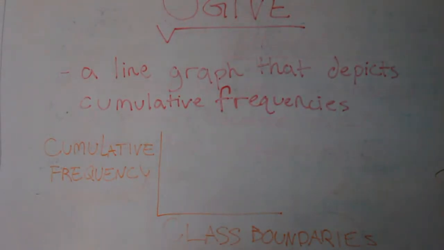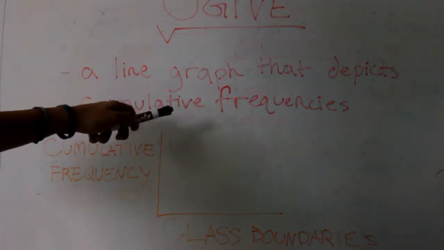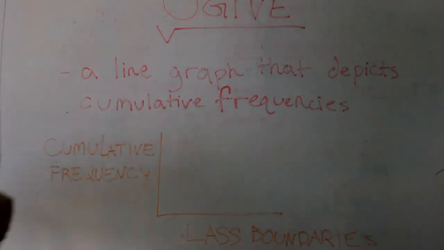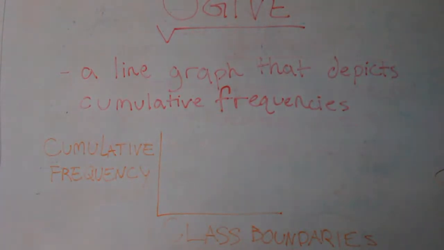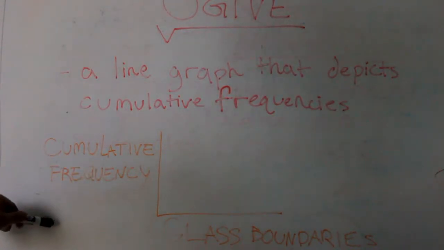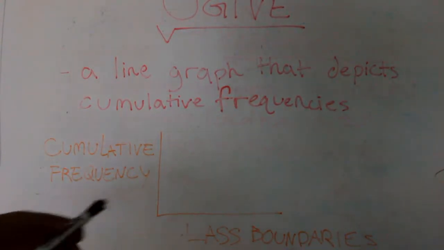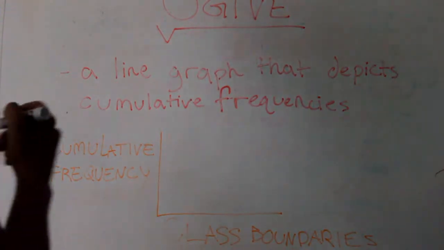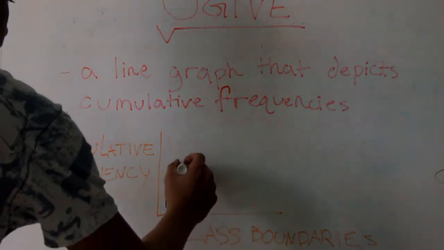An ogive is very similar to the frequency polygon. It is a line graph that depicts cumulative frequencies. The only difference is that on the y-axis it uses cumulative frequency and on the x-axis it uses class boundaries. So the graph looks more of an upward curve like this.